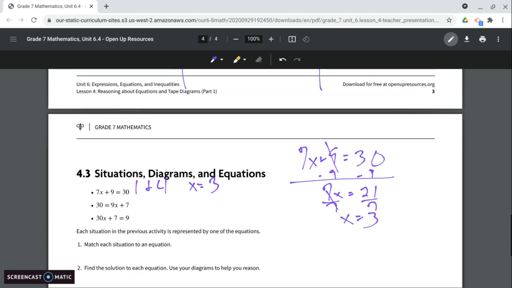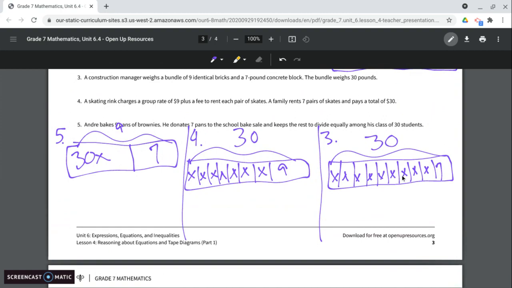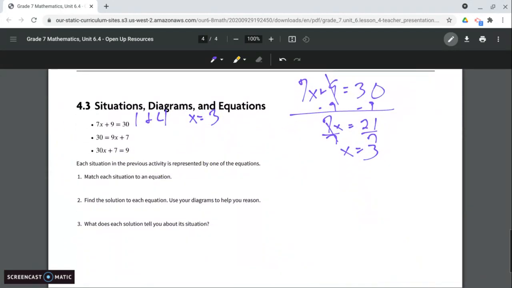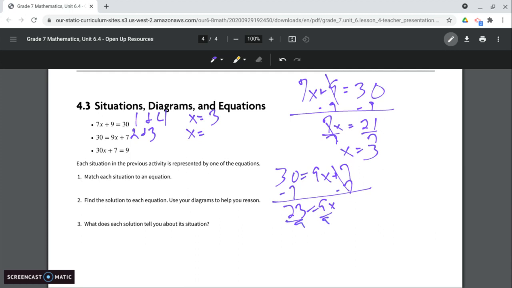For 30 equals 9x plus 7, that's going to be situation 3 and situation 2. So 2 and 3. And so x is going to equal, well, we've got 30 equals 9x plus 7. We subtract the 7. 30 minus 7 is going to give us 23 equals 9x. 23 divided by 9. x equals 2.6.